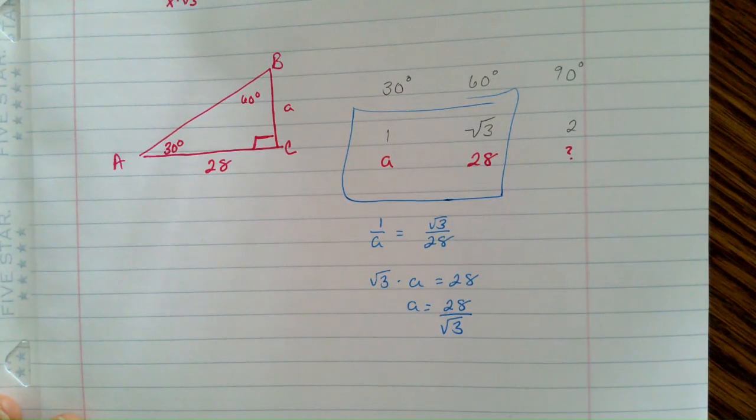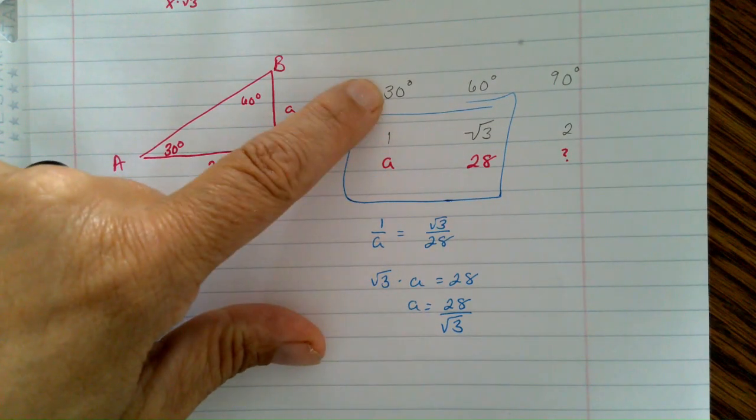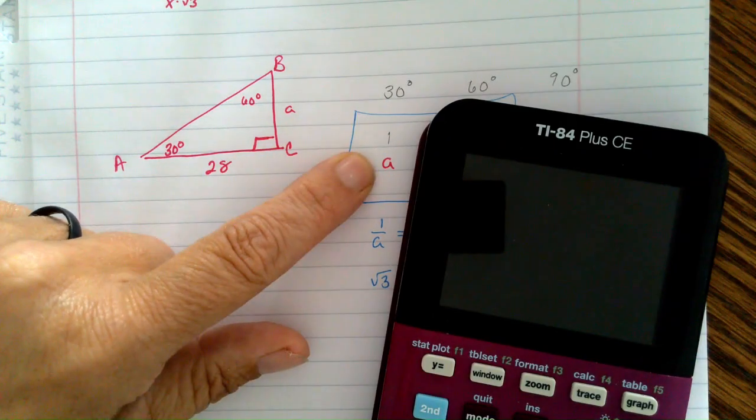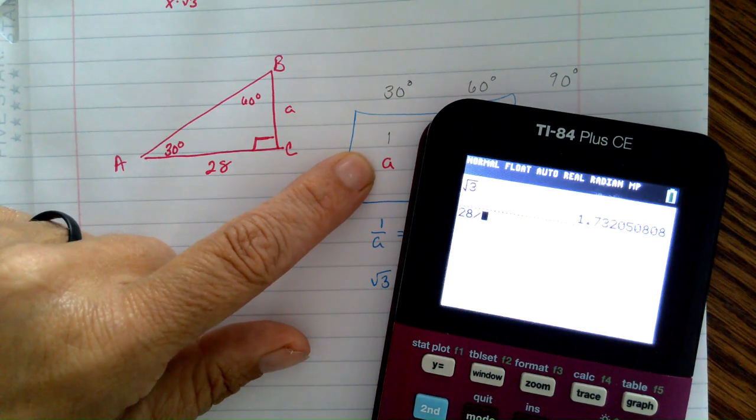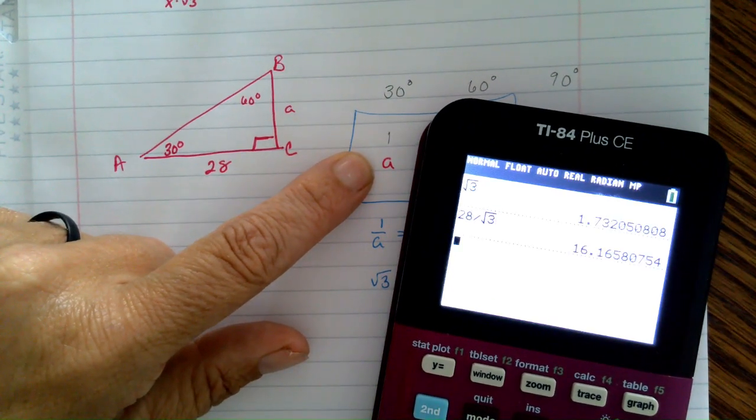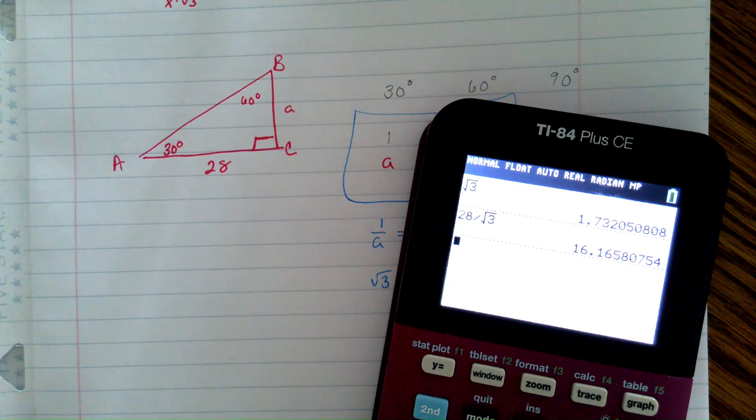So you could type that in a calculator and you'd get a decimal. It should be less than 28 because A goes with the smallest angle, so A should be the smallest side. So let's check it out. 28 divided by the square root of 3. 16 point something. It definitely is.